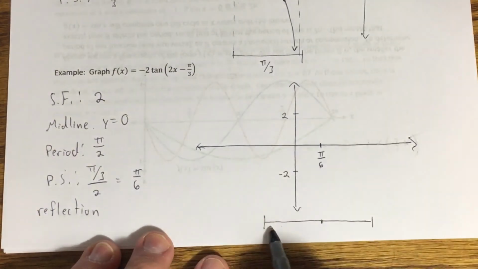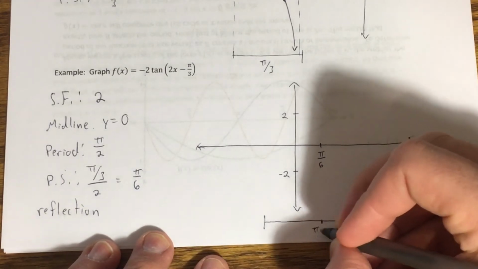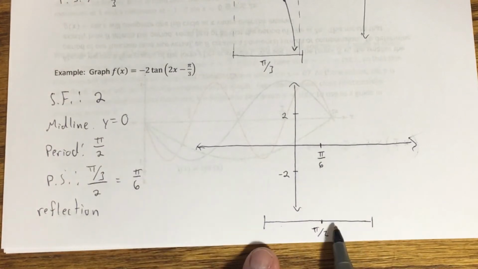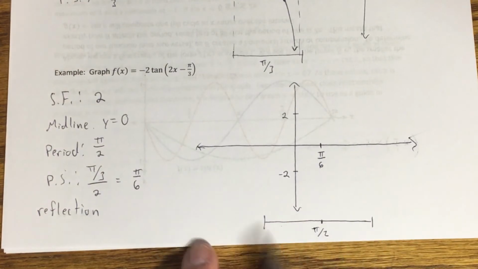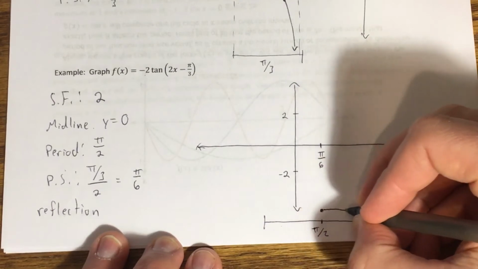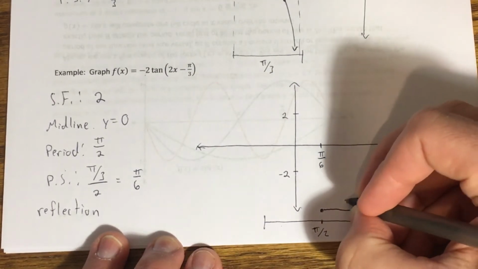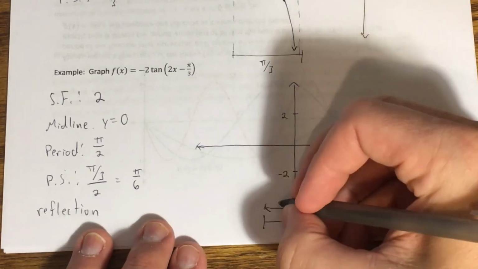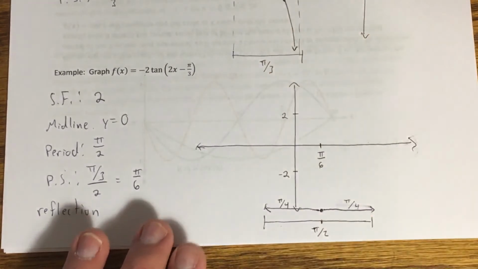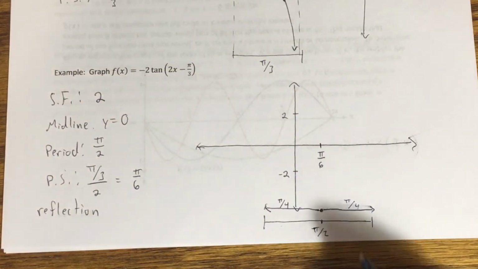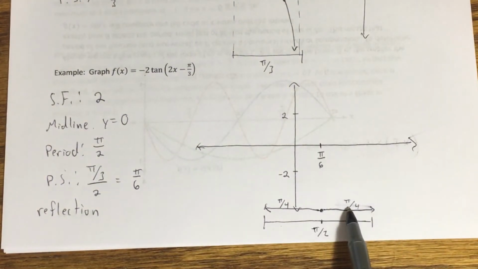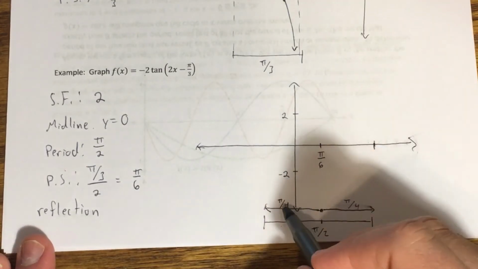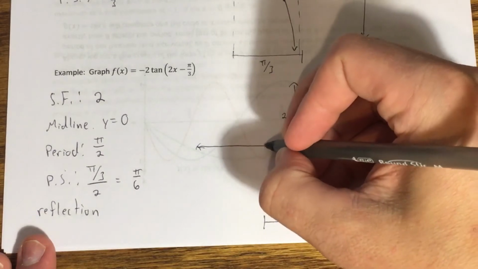If the length of this interval is given by our period, which is pi over 2, I need to take the length of that interval and cut it in half, and then go that amount to the right and that amount to the left. Half of pi over 2 is pi over 4. Like that. Okay? So that means I'm taking pi over 6 and I'm adding pi over 4 to it to get this right endpoint, and subtracting pi over 4 from pi over 6 to get this left endpoint.